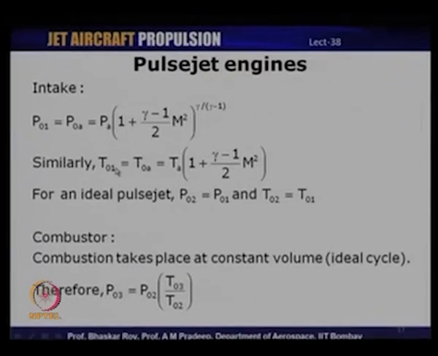Similarly, the temperatures can be expressed. The stagnation temperature is going to be the same, T01 is equal to T0A, which is Ta multiplied by (1 plus gamma minus 1 by 2 M squared). Then for an ideal pulse jet, we again assume there are no losses across the valves, so P02 is equal to P01 and T02 is equal to T01, and combustion, as I said, occurs at constant volume because it is an ideal cycle. So, at the exit of the combustion chamber, we have P03 equal to P02 multiplied by T03 by T02 because it is constant volume. From the state equation we have P03 related to P02 and the temperature ratios.